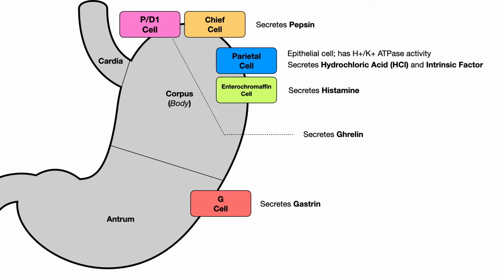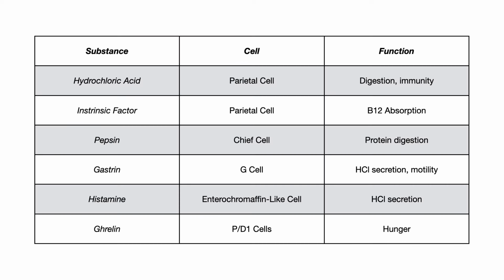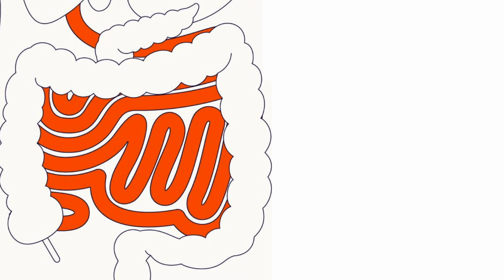All right, so here is everything that we've talked about thus far. These are the various secretory and regulatory products that get secreted in the stomach specifically. And here is a table for your studying pleasure that very simply and very quickly summarizes what we've talked about thus far. Now let's move on to the secretory and regulatory products of the intestine.